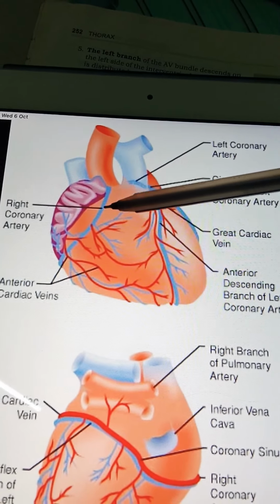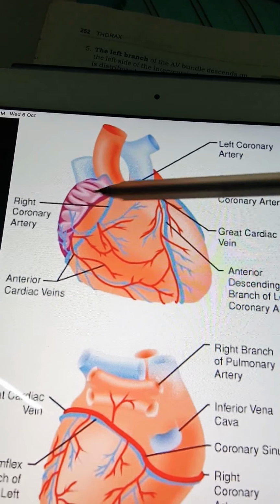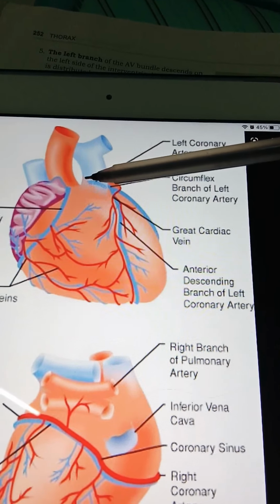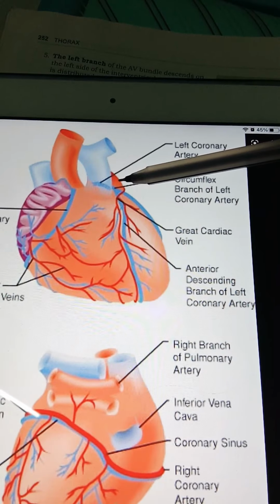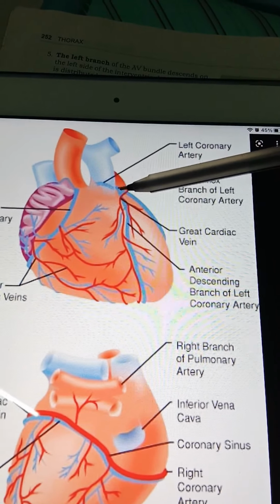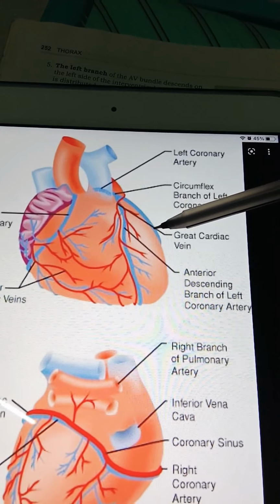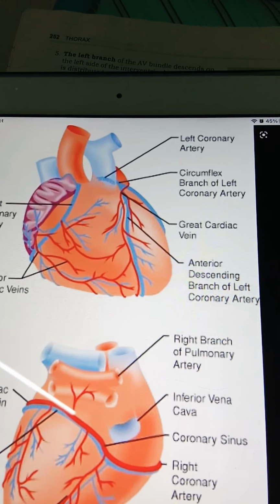If you see here, this is the coronary sulcus. What is the coronary sulcus actually? The coronary sulcus is nothing but the atrioventricular sulcus, meaning it lies just in between the atria and the ventricle. You can see the right coronary artery moving in the coronary sulcus. At the same time, the left coronary artery is also moving in the coronary sulcus, because here this is the left auricle and this is the left ventricle. So this atrioventricular groove is nothing but the coronary sulcus. This is the left coronary artery. Both run in the coronary sulcus.